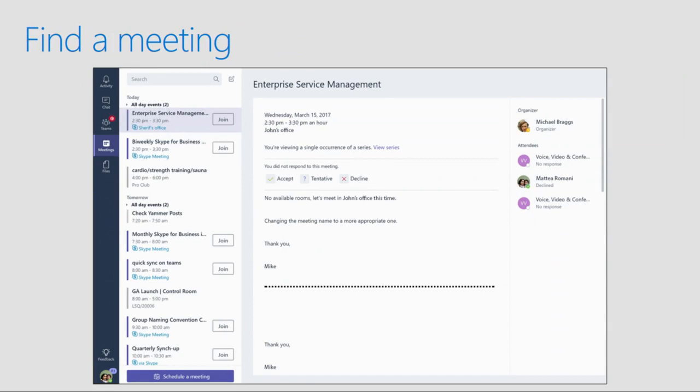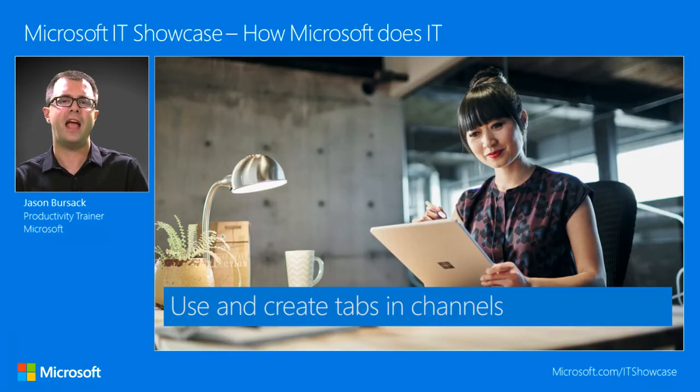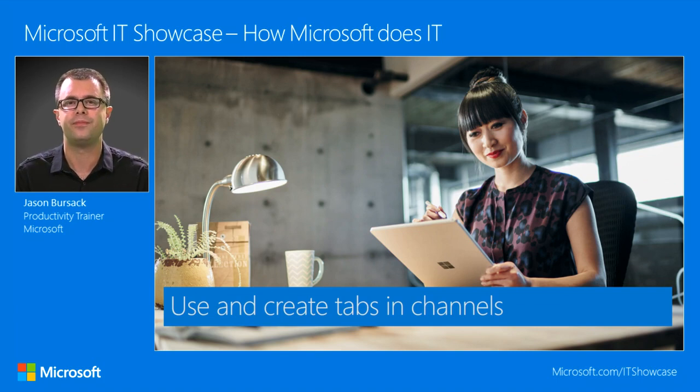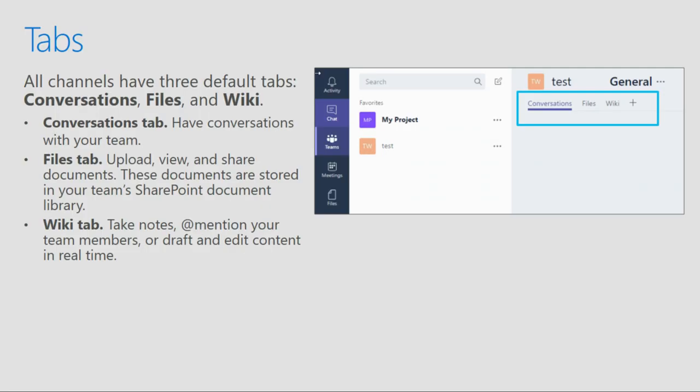Very easy. Let's talk about tabs within channels next. Whenever you make a new channel, you're going to start with 3 default tabs. You'll have the Conversations tab, the Files tab, and the Wiki tab. In the Conversations tab, this is what we've been talking about a lot already. You'll be able to use all of the chat features that we've discussed. The Files tab is for file storage. This is a seamless integration with your team's SharePoint Online document library. You'll be able to upload, view, and share documents using this tab.